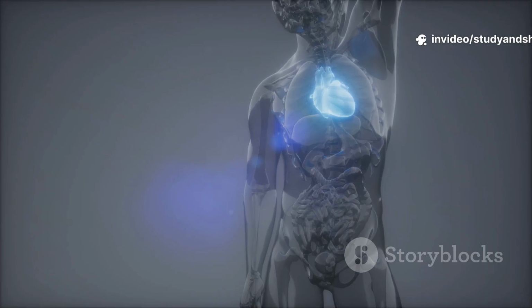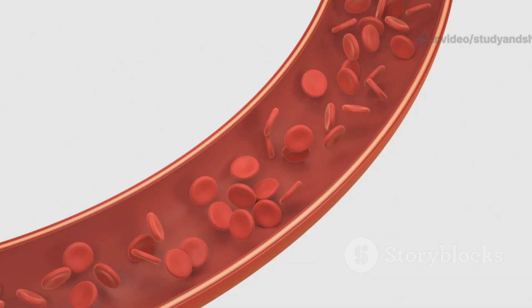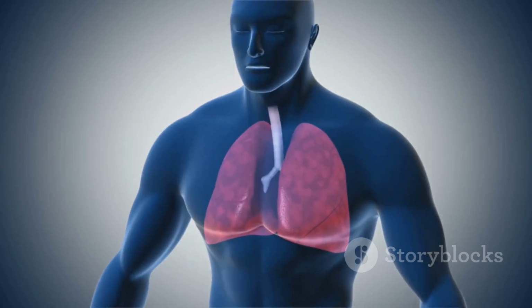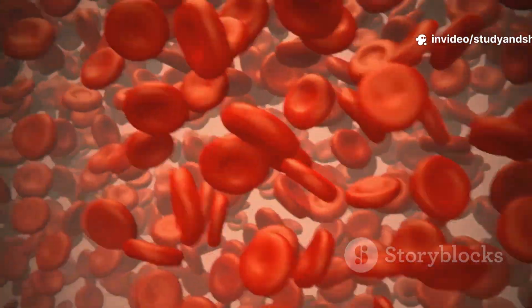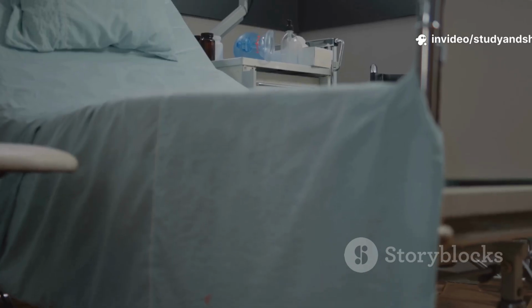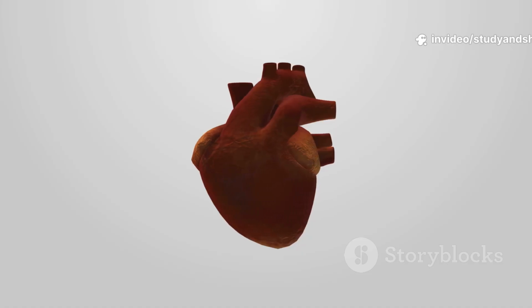The right ventricle pumps this blood through the pulmonary valve into the pulmonary artery, which takes it to the lungs. In the lungs, carbon dioxide is exchanged for oxygen. The oxygenated blood returns to the heart via the pulmonary veins into the left atrium. The left atrium contracts, forcing blood through the mitral valve into the left ventricle.